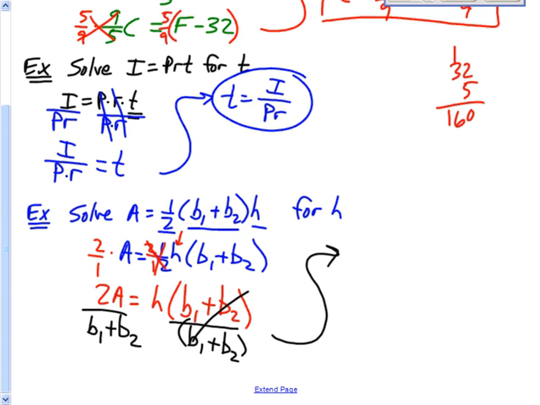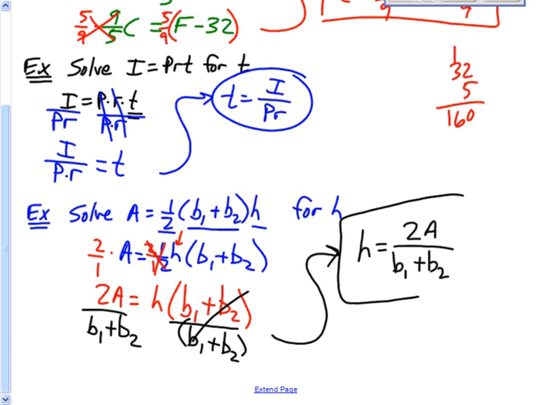So H is 2 times the area all over base 1 plus base 2, and I just used all my properties to do that, right? First one is the multiplication property of equality, and then the division property of equality.